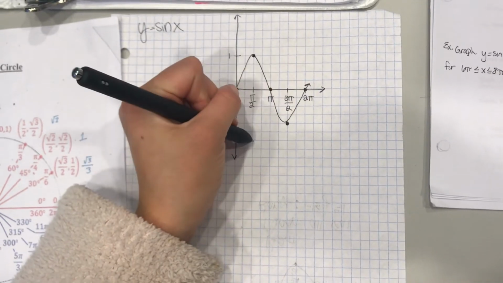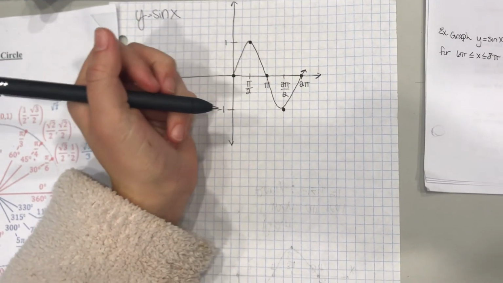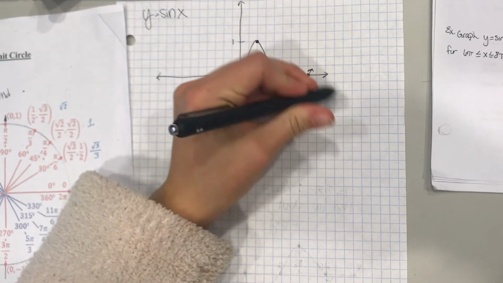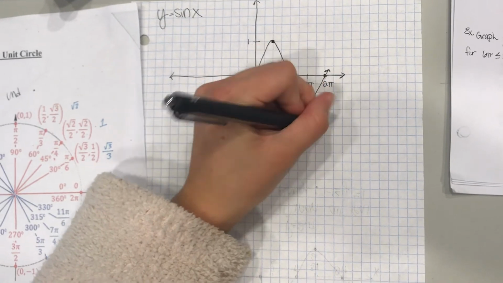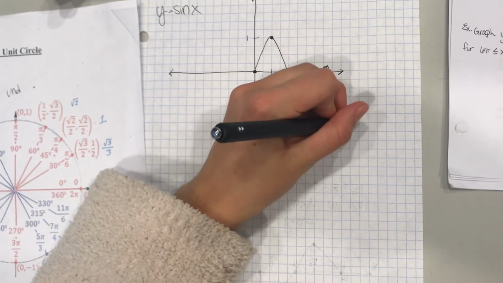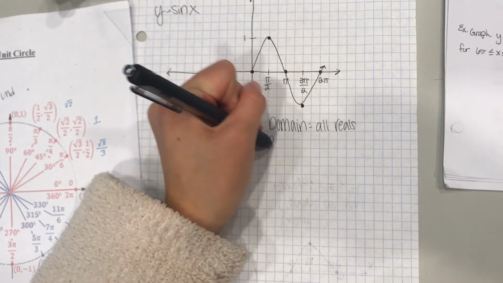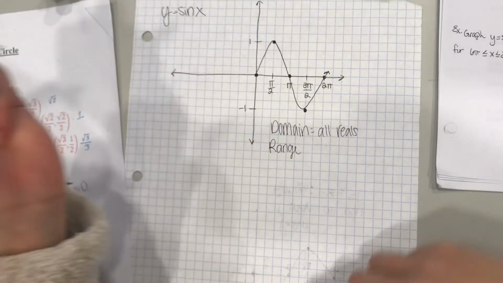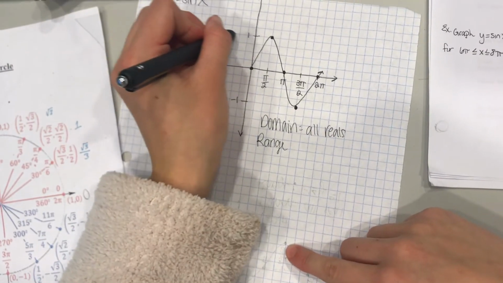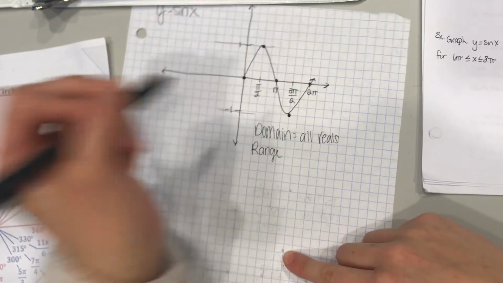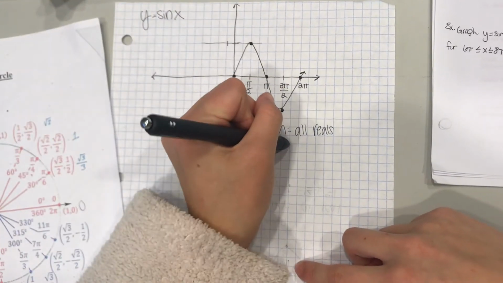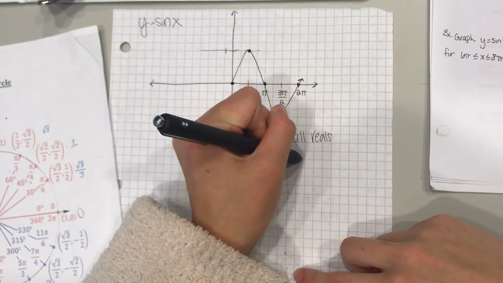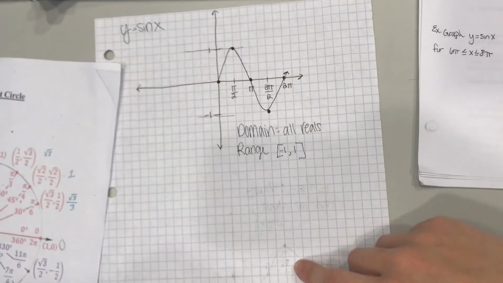So our domain will be all real numbers because our graph will go on forever. So we have domain equals all reals. And next we'll get our range. And since our amplitude was 1, we are in between these two lines. So it is in between negative 1 and 1. So we will have negative 1 and 1 as our range.